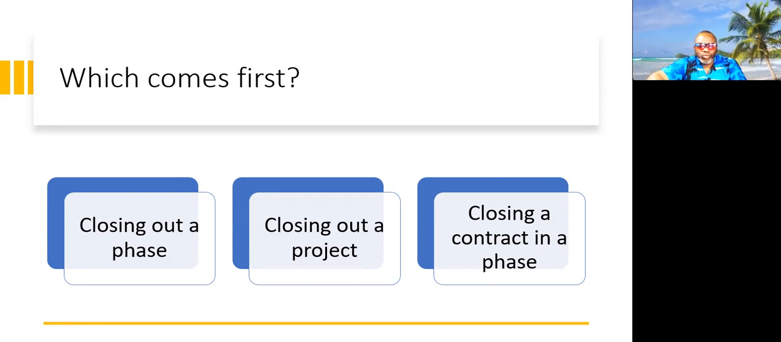3, 2, and 1. All right, let's take a look. So closing out a phase would need to happen before closing out a project. So we can go ahead and cancel closing out a project. That wouldn't come first. Closing out a phase would come first. But before closing out a phase, what would happen is closing out a contract in a phase. So the best answer that I was looking for is number 3, closing a contract in a phase. All right, here's your next one.